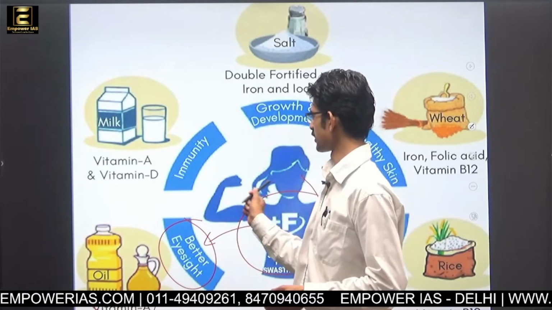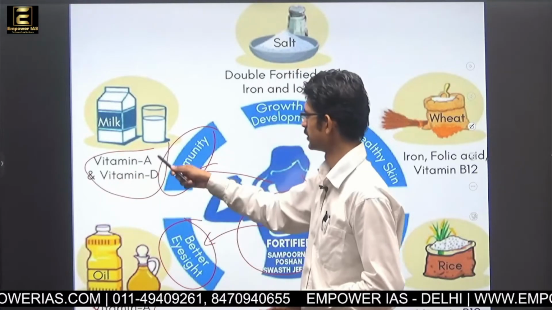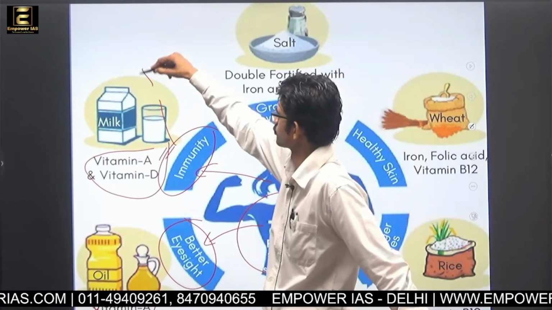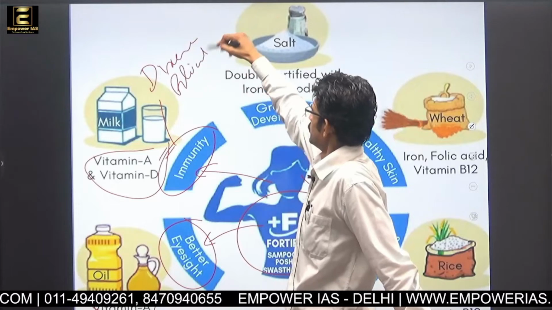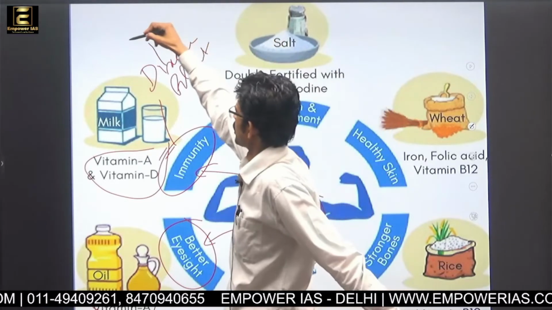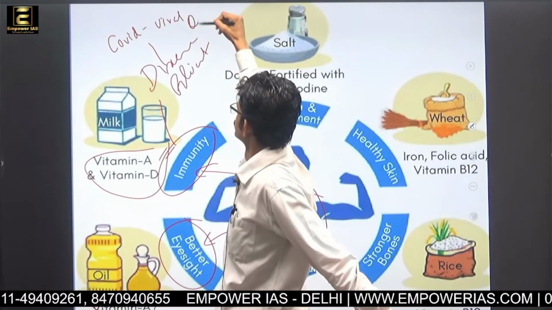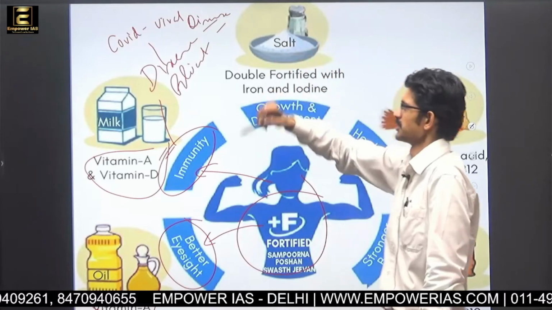Second is the rise of immunity by vitamin A and D. Vitamin A और D के बढ़ने से immunity बढ़ जाती है, and again it leads to a disease-resilient body and protection from COVID and viral diseases. वायरल डिसीज से बचाव होता है जब इम्यूनिटी अच्छी रहती है.